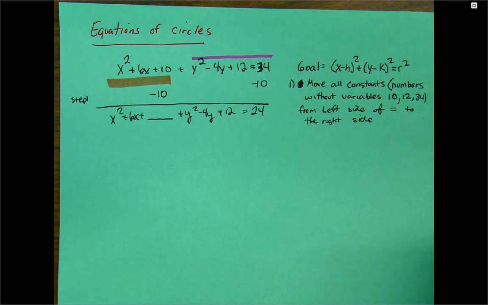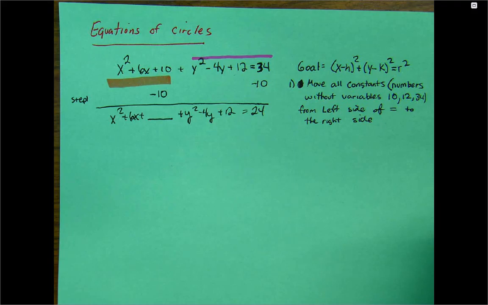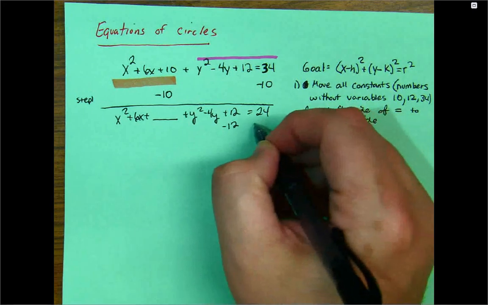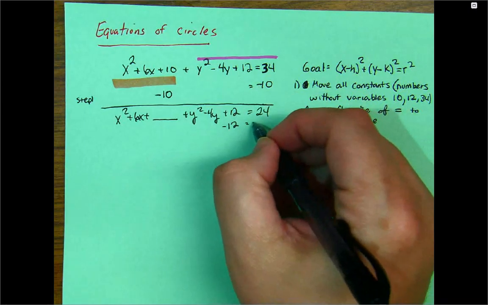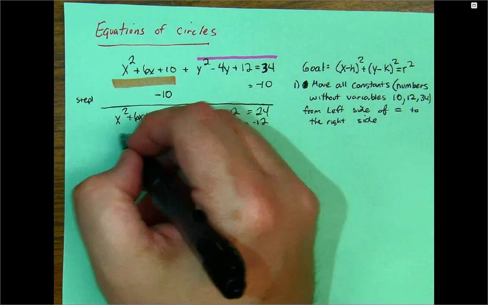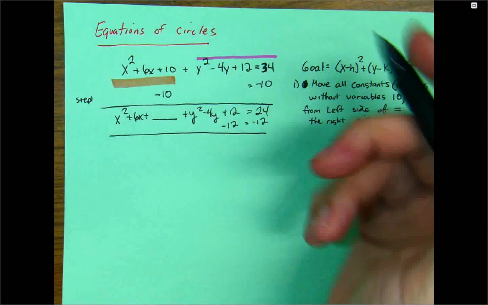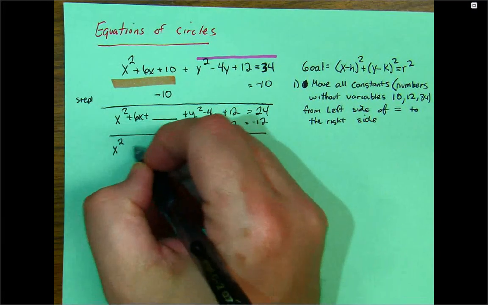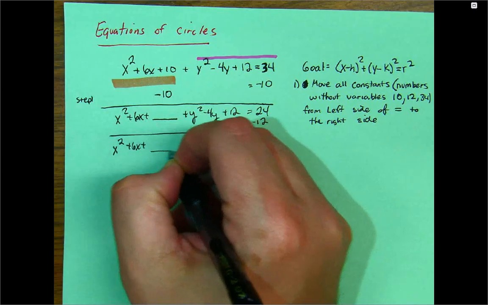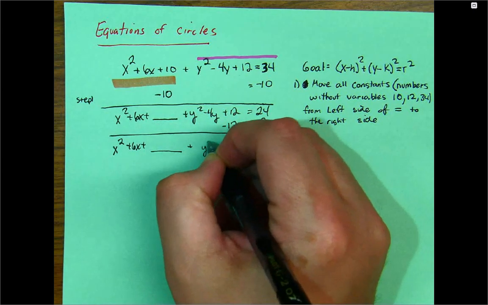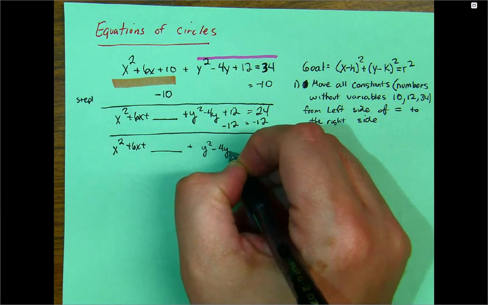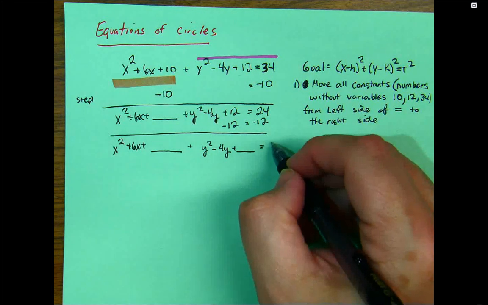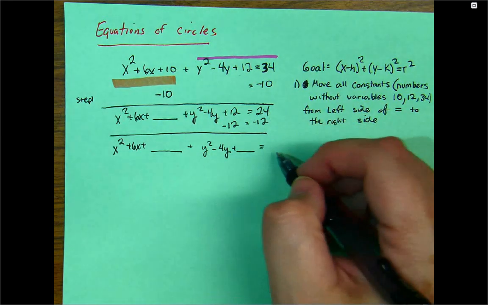Now, what's the next constant I have to get rid of? The 12. So subtract the 12 from both sides. So I get my x squared plus 6x plus something plus y squared minus 4y plus something is equal to how much? What's 24 minus 12? 12.